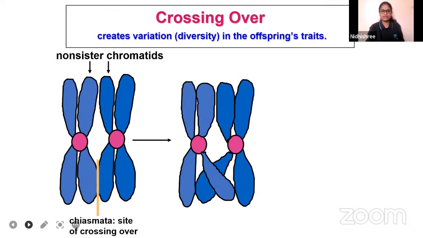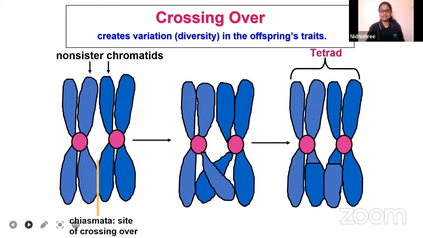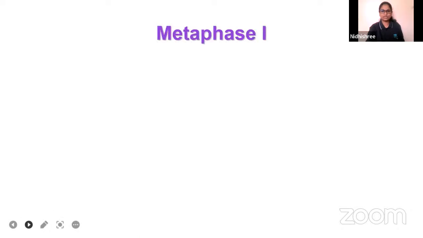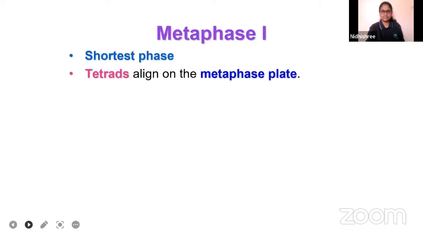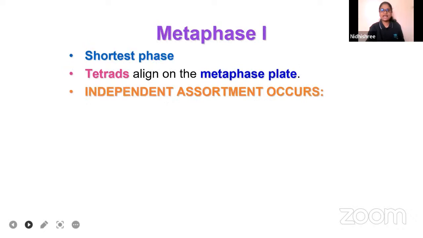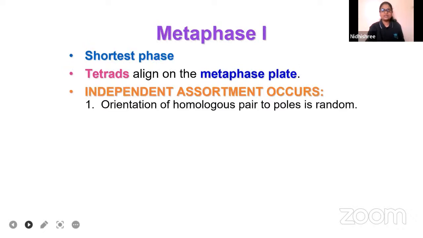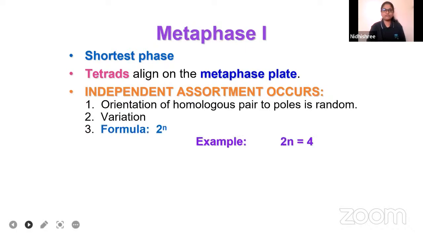See, when non-sister chromatids undergo crossing over, the tetrad is formed, which brings about variation. In metaphase 1, it is the shortest phase. Tetrads align on the metaphase plate. Then orientation of homologous chromosomes to the poles is random, giving variation. Formula is 2^n, here 2^2, that is 4.